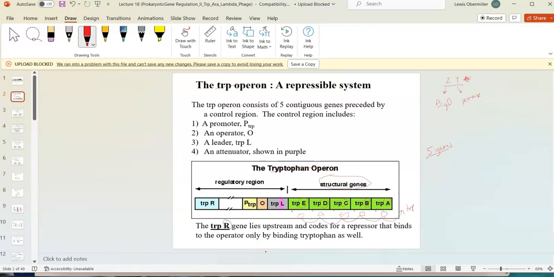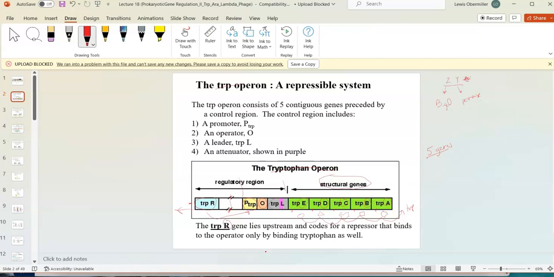TrpR is called R this time because this is a repressible system, not an inducible system. Again, TrpR has its own promoter, which is over here, it's not shown, and that affects regions in the regulatory area of the tryptophan operon. This little break line is showing you that they're not next to each other, that this is further upstream than the tryptophan operon itself. This is the promoter for tryptophan. This is the operator, the DNA sequence that TrpR will bind to, the O region.